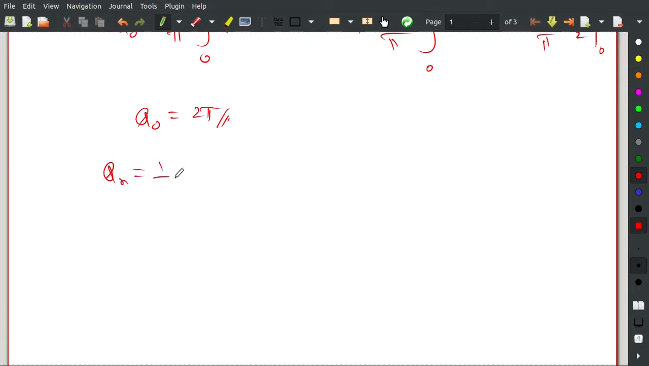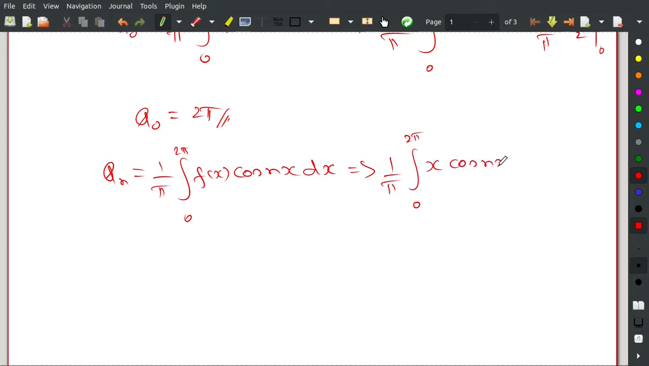So an equals 1 by pi integral 0 to 2 pi f of x cos nx dx, right? Okay, so if we substitute the f of x, we have 1 by pi integral 0 to 2 pi x cos nx dx. Here we encounter the form of integral u dv, so this x is in both as a multiple as well as the derivative form, okay? So it is of the form integral u dv.